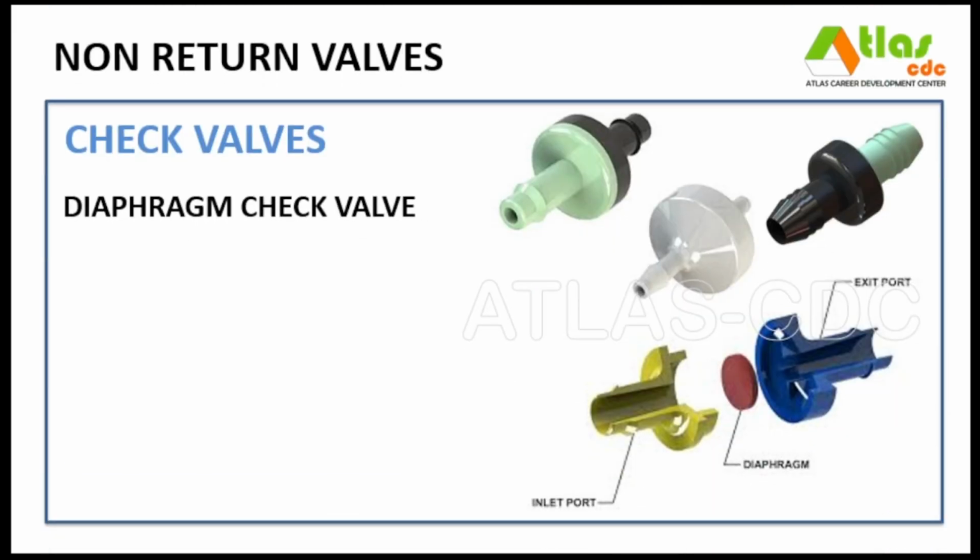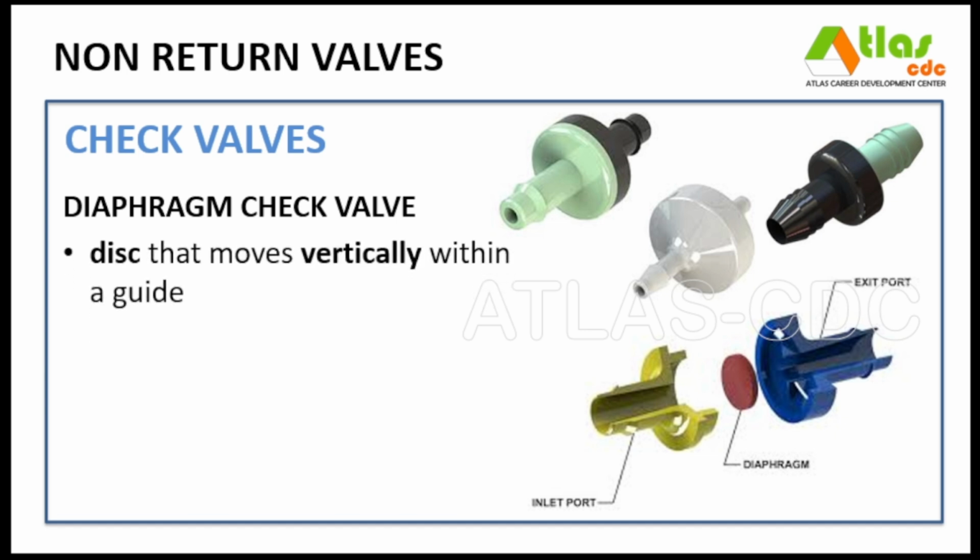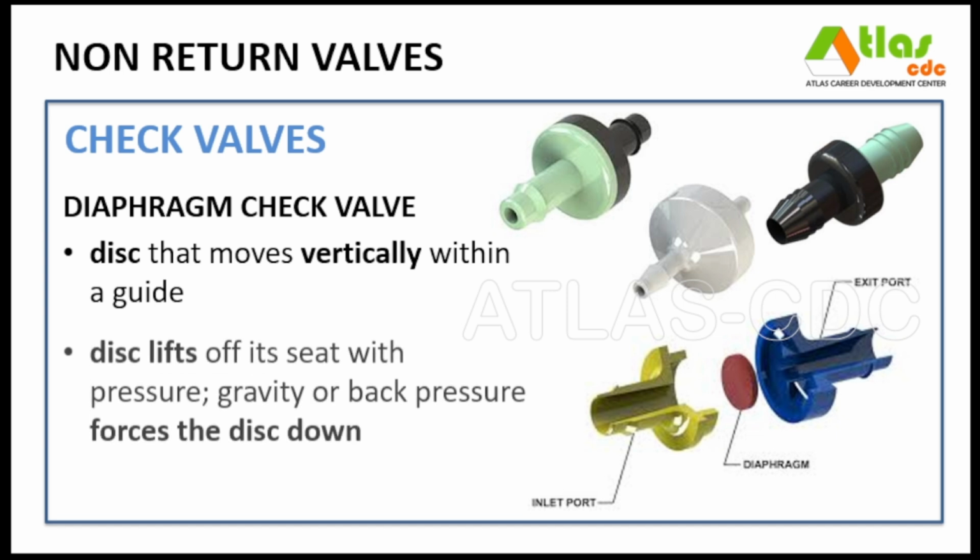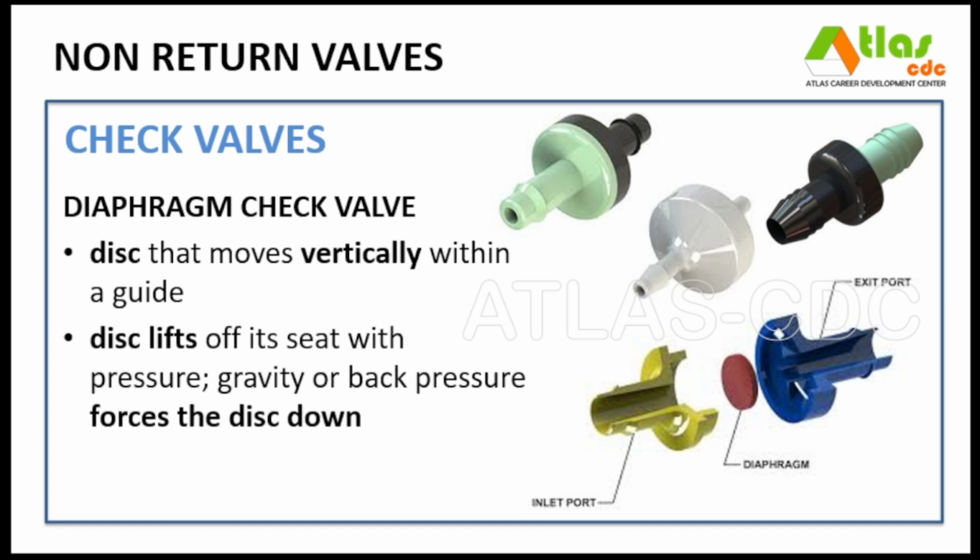A diaphragm check valve uses a flexible rubber or elastomeric diaphragm that flexes open to allow forward flow and automatically closes when flow stops or reverses, preventing backflow. Its function is to allow one-way flow without requiring springs or metal parts.